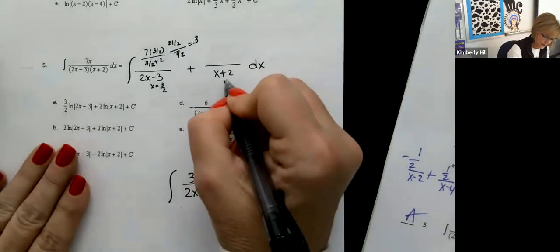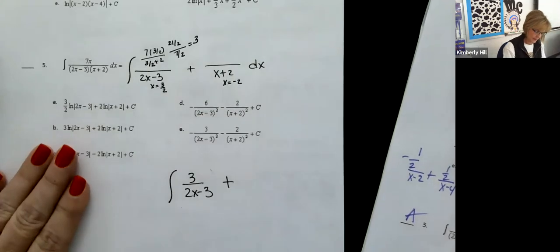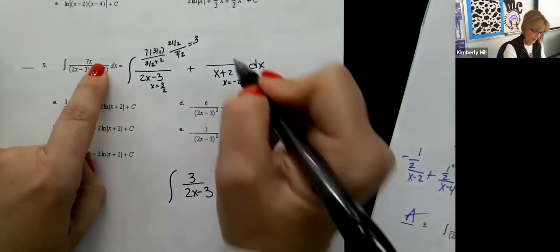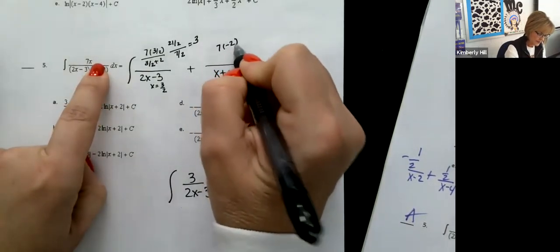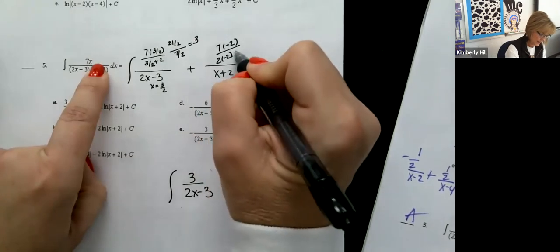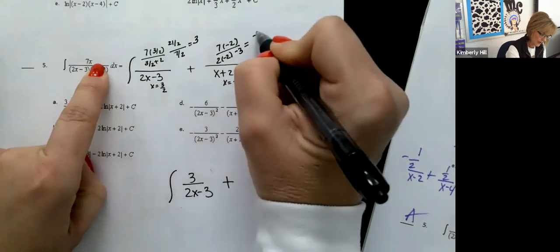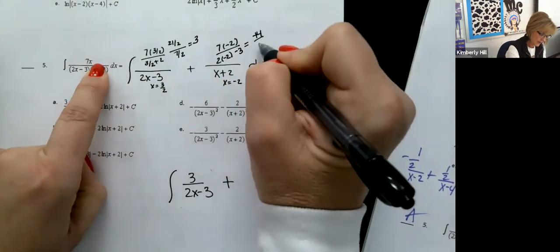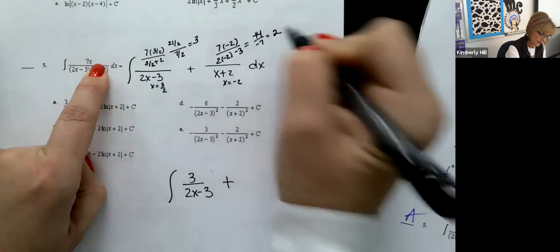Now look at this one. Cover it up. 7 times -2, over 2 times -2 minus 3. And I get 2.